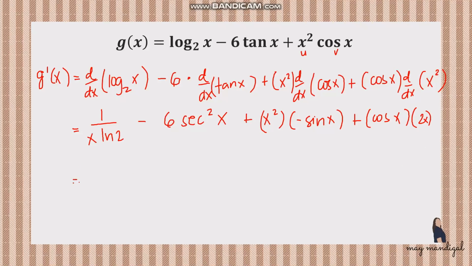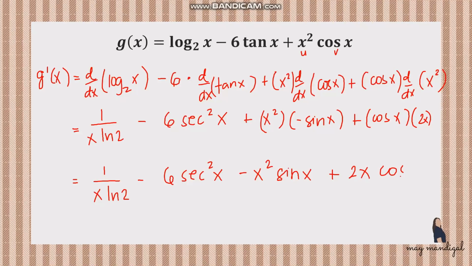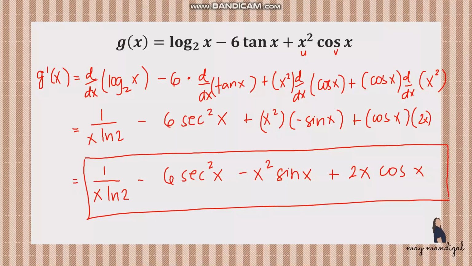And then let's just simplify this. 1 over x ln of 2 minus 6 secant squared x. And then here, just put the negative sign here. Negative x squared sine of x plus 2x cosine of x. So this is now the derivative of the given function.